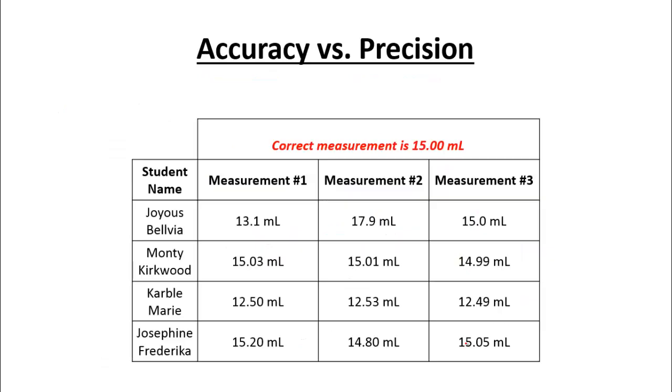Here we're looking at some students. They were making measurements, probably with a graduated cylinder, and the actual answer is supposed to be 15 milliliters. We're seeing how close their three measurements were to this value and to each other. Try to figure out who was the most accurate and precise, who was the most accurate but not precise, who was the most precise, and who was the least on all. Try to figure it out, and then unpause to see the answer when you're done.